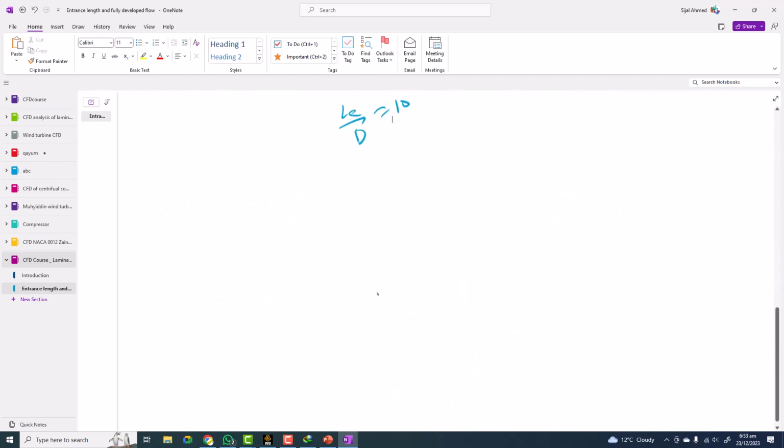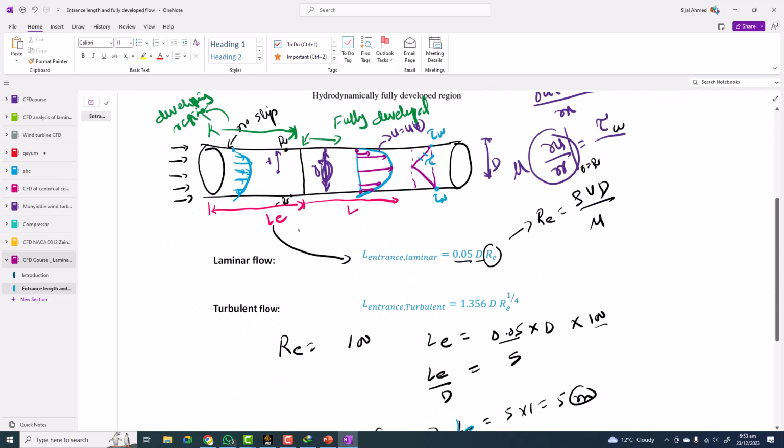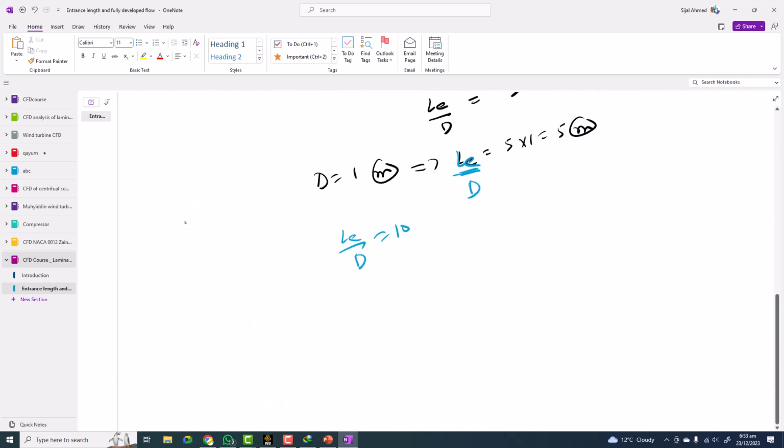So this will not make any difference whether you divide by D or not. And this length I'm going to take the same, which is 10. So this is also, let's say, L developed flow, and this is also equal to 10. Because diameter is 1, this will not make any difference on these values. So overall length will be equal to LE plus LD, which is 10 plus 10 is equal to 20.